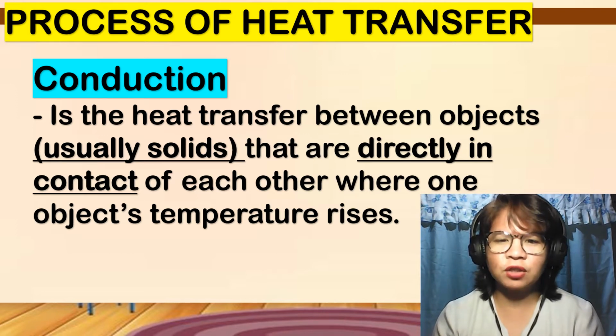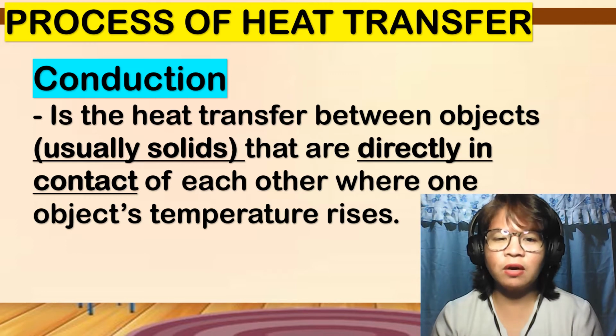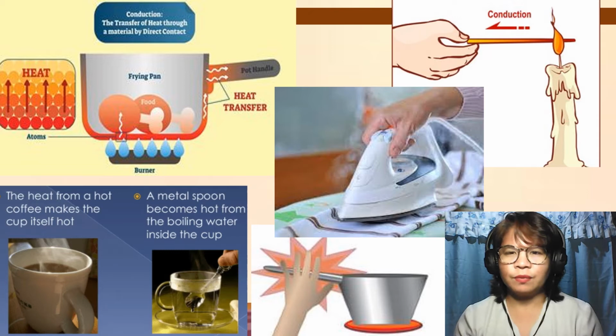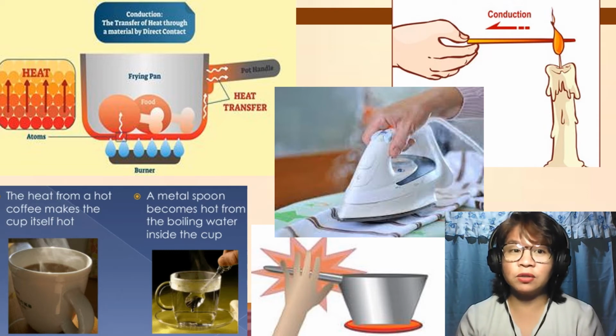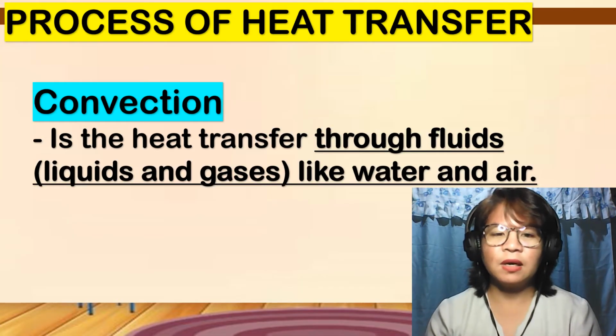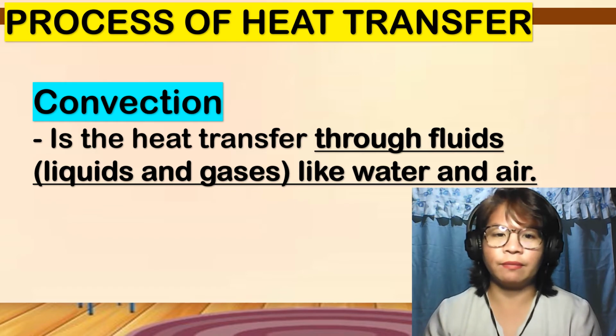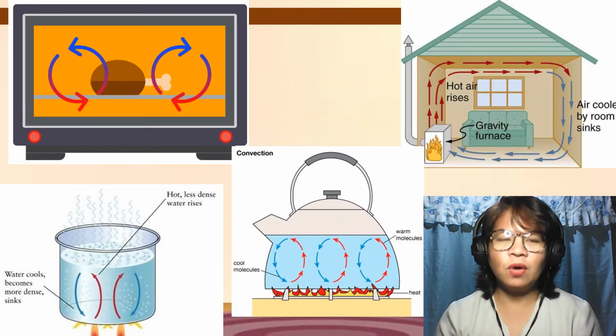First is conduction. It is between objects, usually solid, that are directly in contact. Example, tandaan lang natin na need na may direct contact ang heat source sa solid objects. Next is convection. It is a heat transfer through fluids, particularly liquid and gases, like water and air. Now, look at the example of convection.